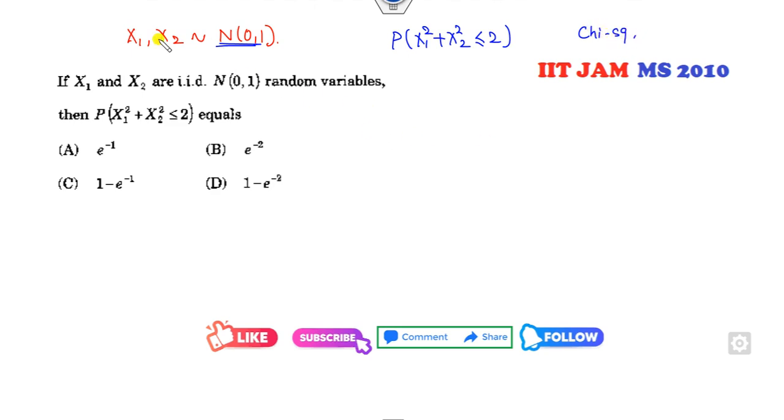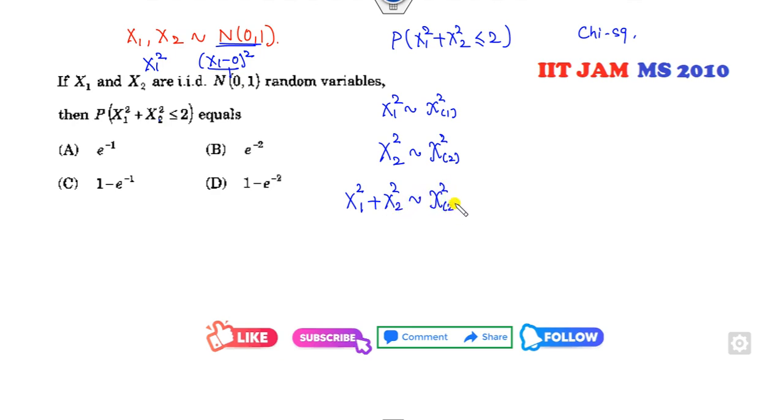Fine. So what is that? What is X1 square, or I can write X1 minus mean divided by variance. So that means X1 square will follow the chi-square distribution with 1 degree of freedom. X2 square will follow the chi-square distribution with 1 degree of freedom. Fine. Now I need a sum of them. So what is the meaning of that? X1 square plus X2 square will follow the chi-square distribution with 2 degrees of freedom.